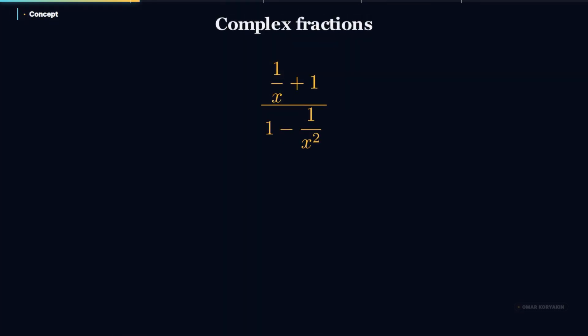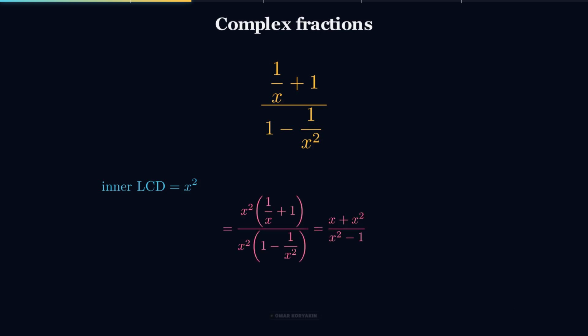Take 1 over x plus 1, all divided by 1 minus 1 over x squared. The numerator and denominator each contain inner fractions, and the inner denominators are x and x squared. The inner LCD is x squared. Since x squared is divisible by both x and x squared, multiply the outer numerator and the outer denominator by x squared to clear all the inner fractions in one move.